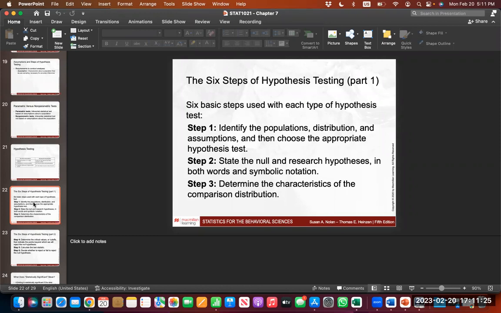Step 2, you're stating the null and research hypothesis. Remember, sample mean versus population mean. The null hypothesis would be that the sample mean and the population mean are identical, whereas the alternative hypothesis would imply that the sample mean and population mean are not identical. The symbolic notation we're going to do in the example. Then we determine the characteristics of the comparison distribution. That is essentially where we are taking the standard deviation, quantifying the sample size, and calculating the standard error of the mean.